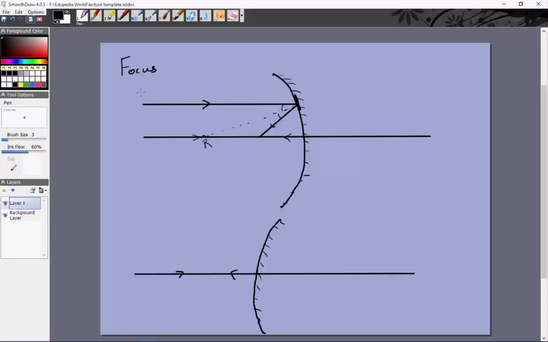Now if you take another ray that goes like this, parallel, the same thing will happen and it will be reflected back. Now sometimes it may be reflected like this or like this, but this is a very special case in which the rays all intersect at the same point on the principal axis. Right, and that is when these incident rays are paraxial.